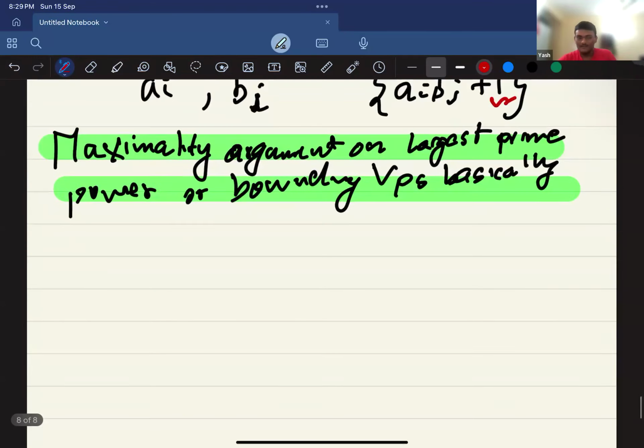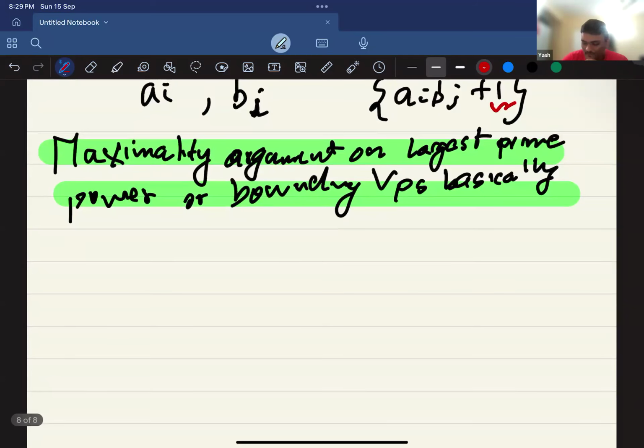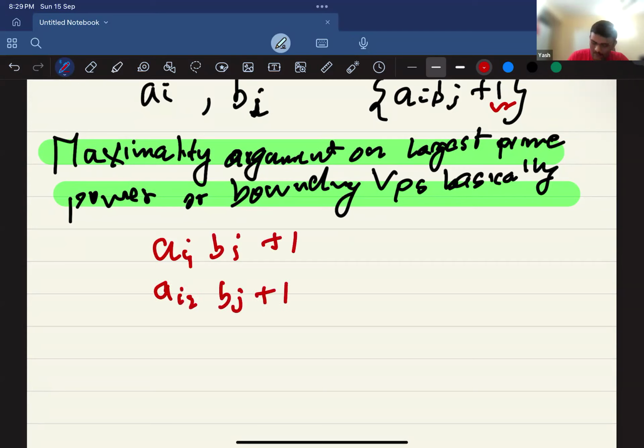So let's do this. For a moment I fix j. I'll type it after the end of the lecture, just remind me. Okay, yes, that is the name. So say I vary i but I fix j: A_{i1} B_j + 1 and A_{i2} B_j + 1.